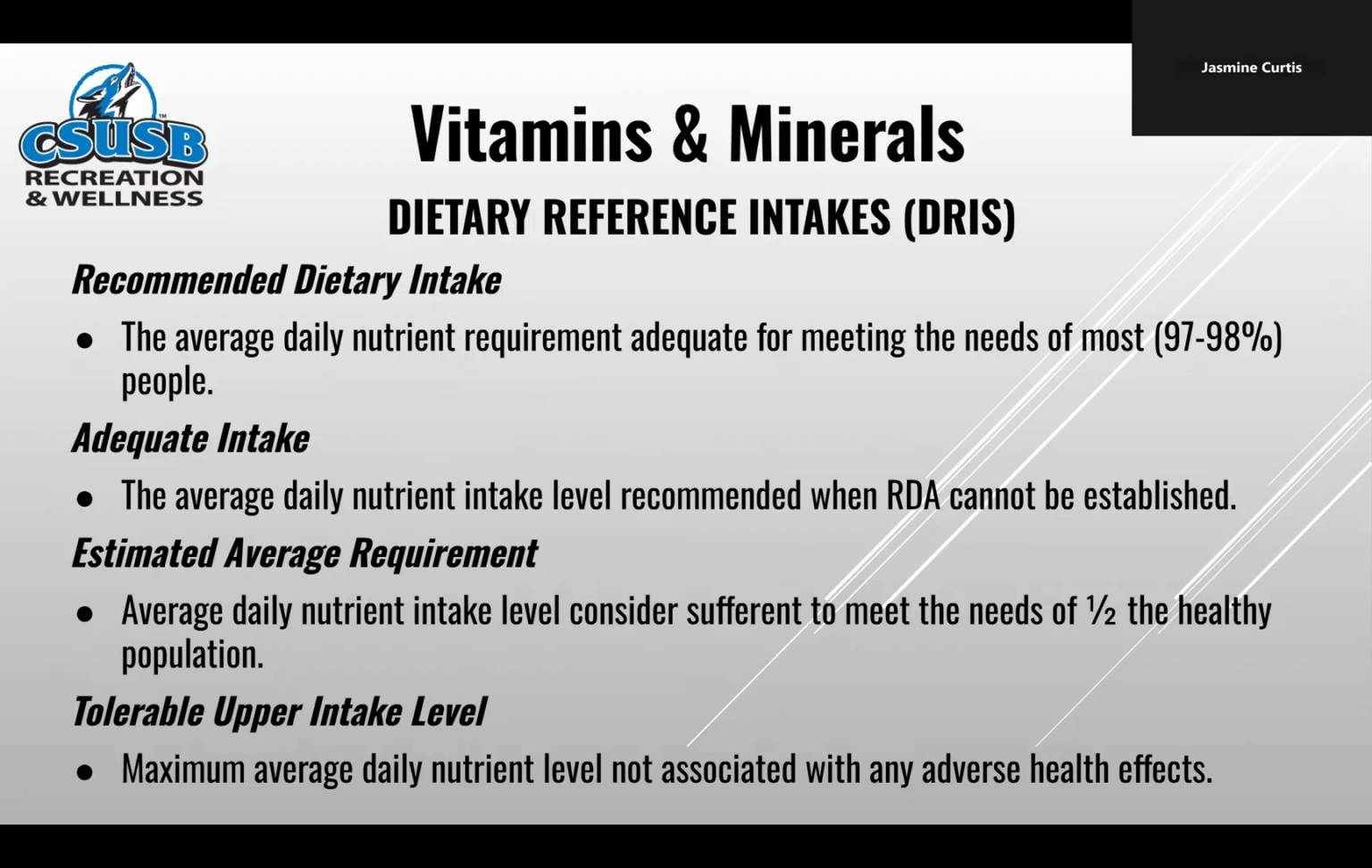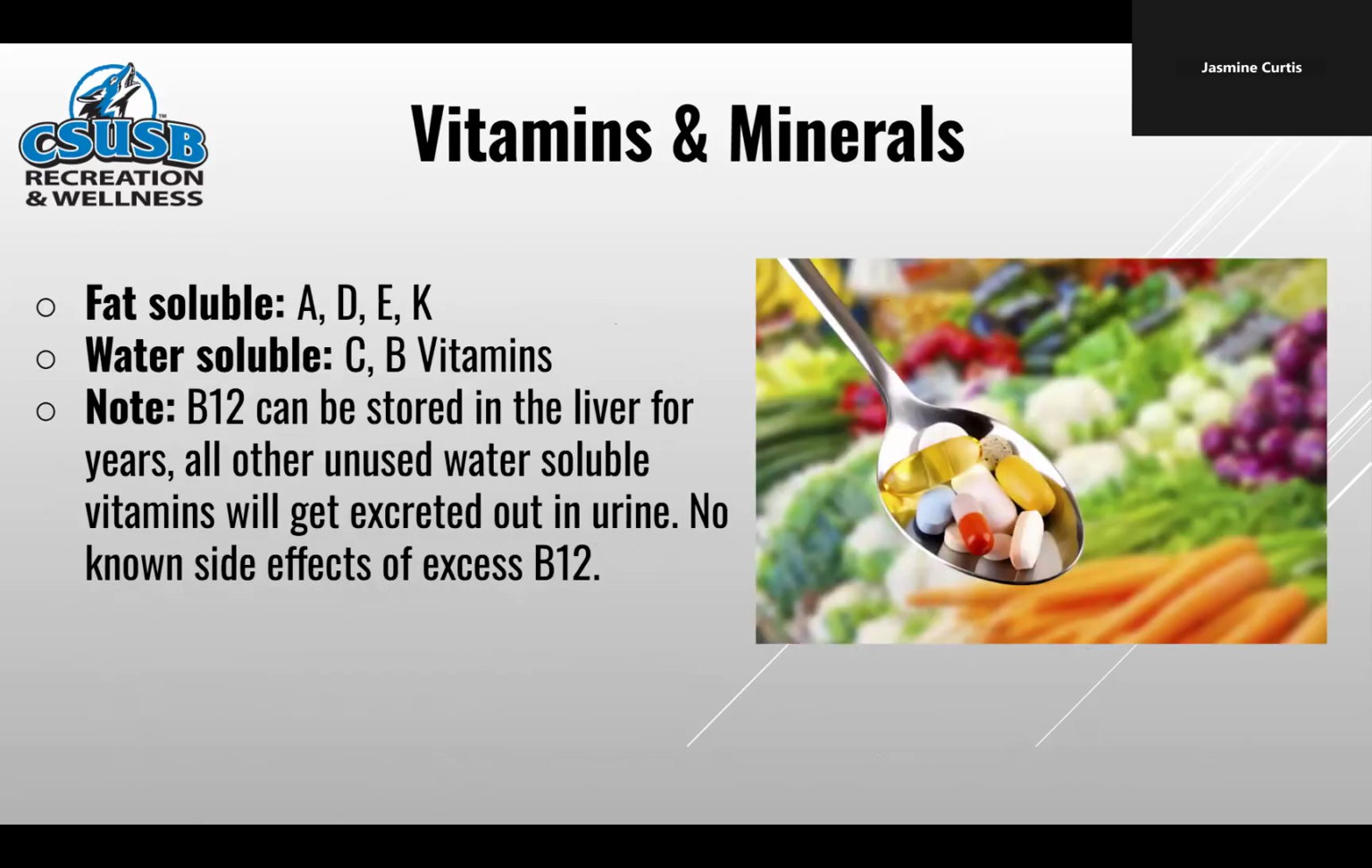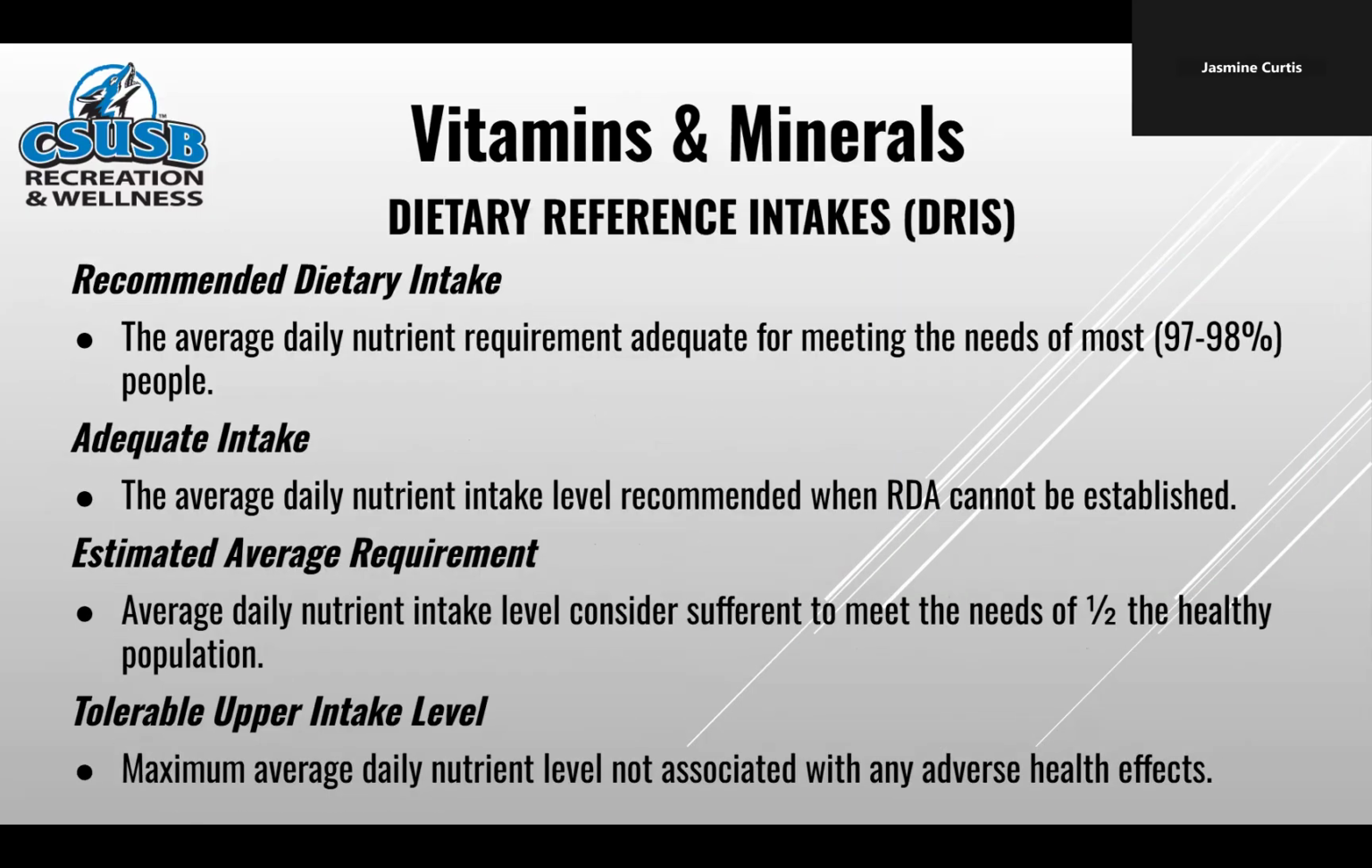So, before we get into it, we have a little bit of definitions. You'll see RDI, you'll see AI, you'll see EAR, and we'll talk about tolerable upper intake level. So we're going to go over just some terms right now. The recommended dietary intake means it is the average daily nutrient requirement adequate for meeting the needs of most people, around 97 to 98%.